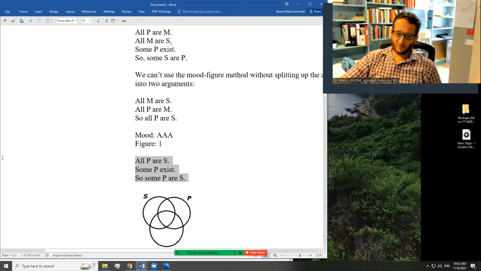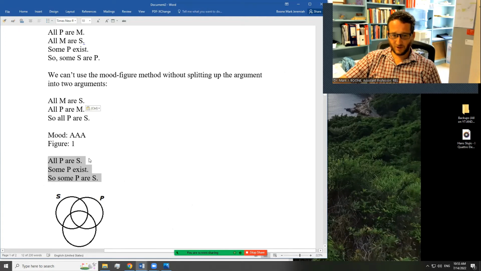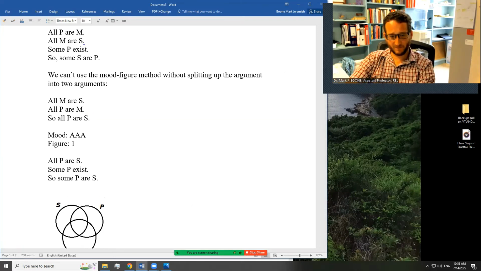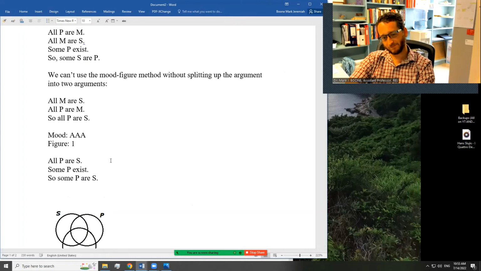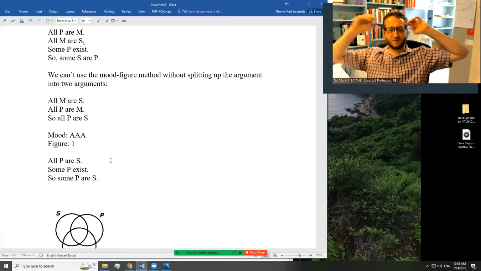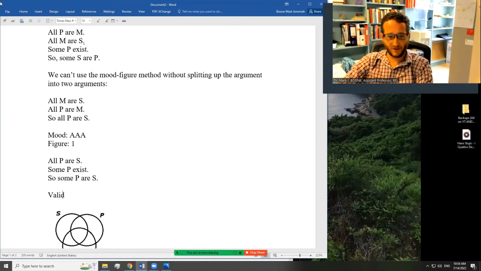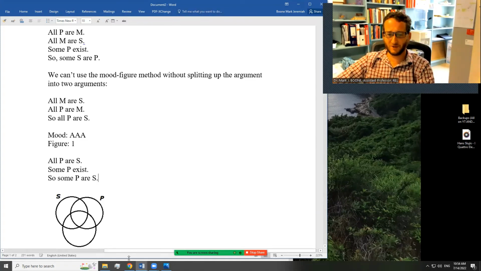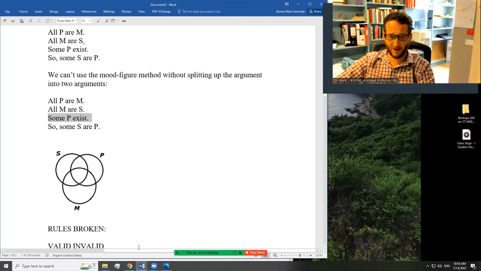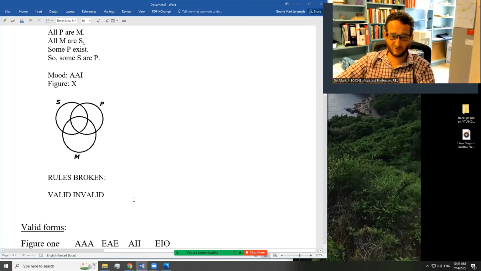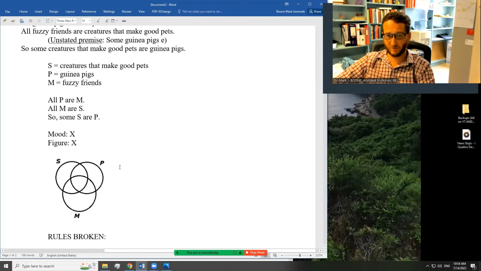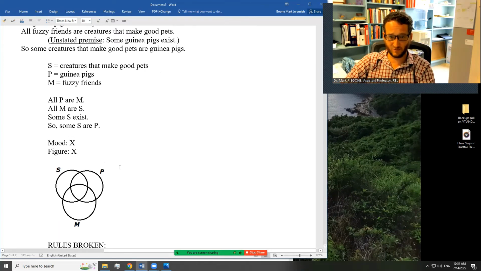You can't really do a mood figure method on this argument: all P are M, some P exists, so some P are S. But you can still say it's valid. It's actually valid by, let's see, I don't even know the name. It's just valid. You can state that it's valid and leave it at that. But I don't recommend doing much of this. This is just things you can do to play around with the argument to show that it's valid if you include that extra step and apply the mood figure method as much as possible. But I don't advise doing much work with that.